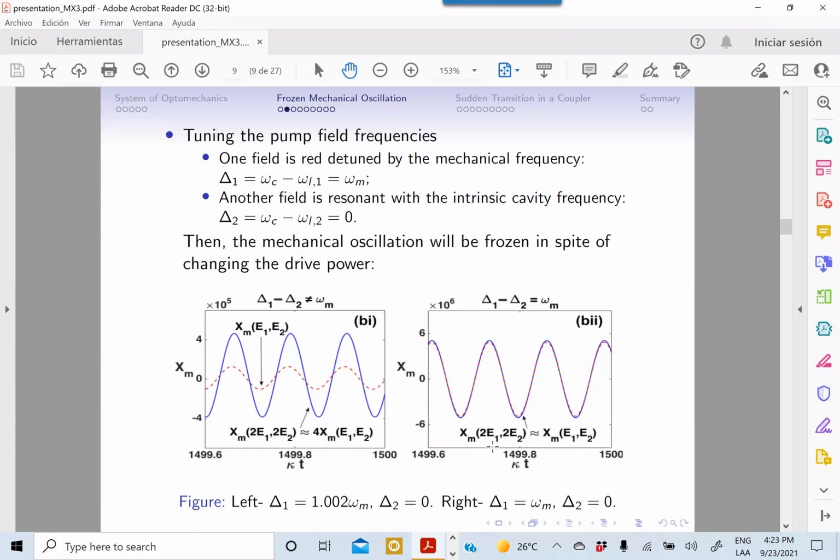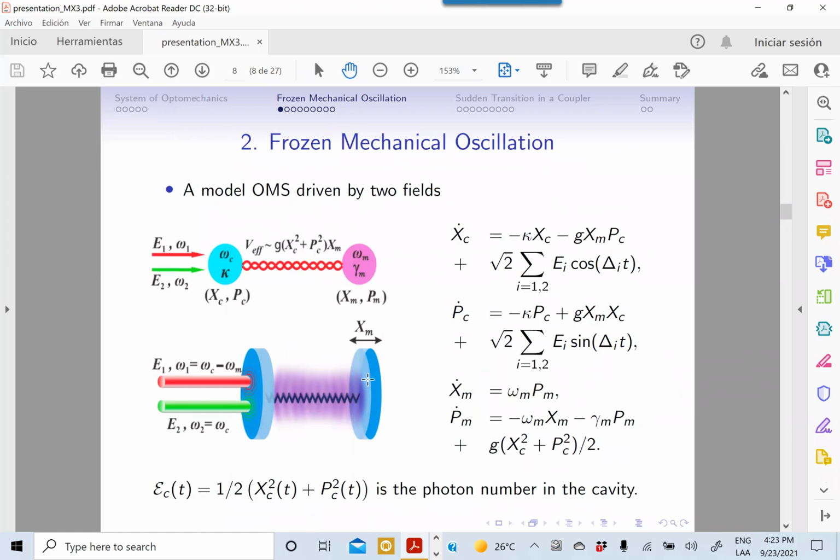Its response keeps the same, no longer changed. However, if we make a little bit of deviation from this matching condition, for example, like in this left figure, the first field has a little bit of difference from omega. It's 1.002 omega. Then the response of the mirror will reduce to a totally linear system. See, just like this equation.